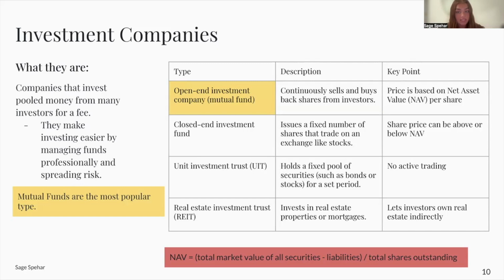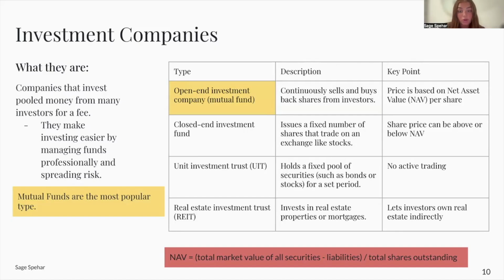Open-end investment companies, better known as mutual funds, continuously issue and buy back shares. Their prices are based on the net asset value, or NAV, at the end of each day. Closed-end funds issue a fixed number of shares that trade on an exchange, so their prices fluctuate like stocks and can trade above or below NAV.